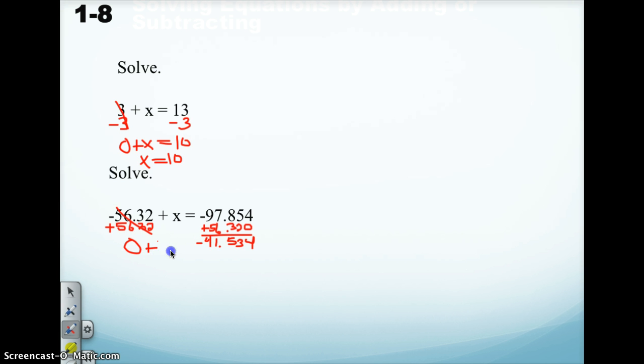So now I have 0 plus x equals negative 41 and 534 thousandths. 0 plus x again is x. So x equals negative 41.534. Quick way to know you're right: take your number for x, plug it back in, and add those two numbers together to verify that it's correct.